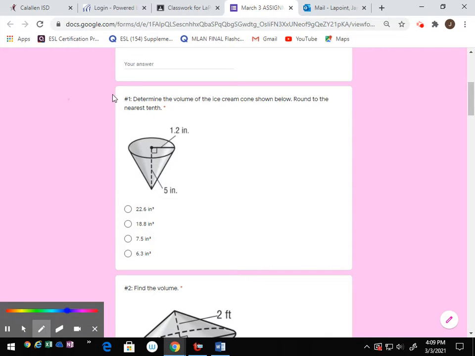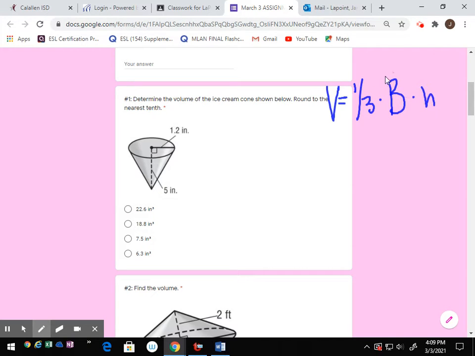So before we start, let's go ahead and write our volume formula. So we know volume for a cone is equal to 1/3 times big B times H. And we know big B stands for area of the base. So let's go ahead and write big B over here is equal to the area of the base, right? And our area of the base, let's see, we have a circle. The area formula for a circle is pi radius squared, all right?